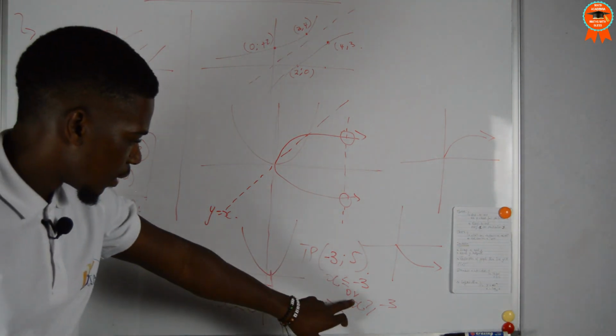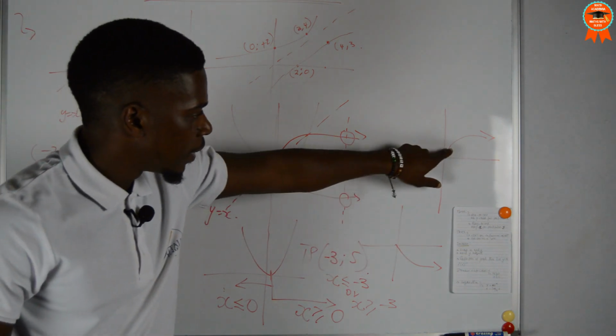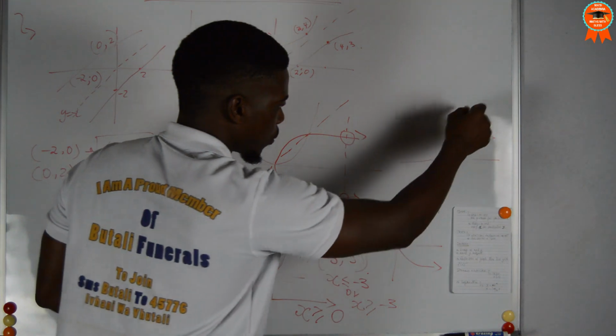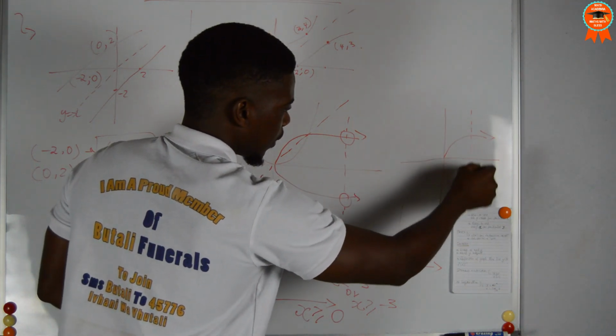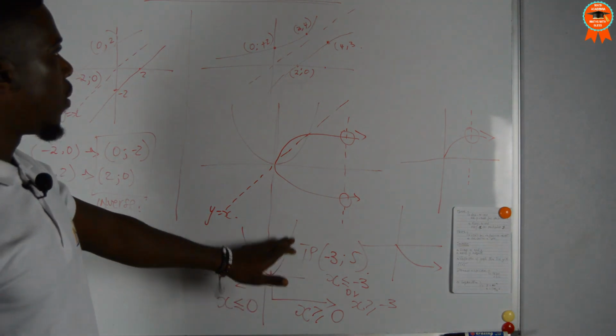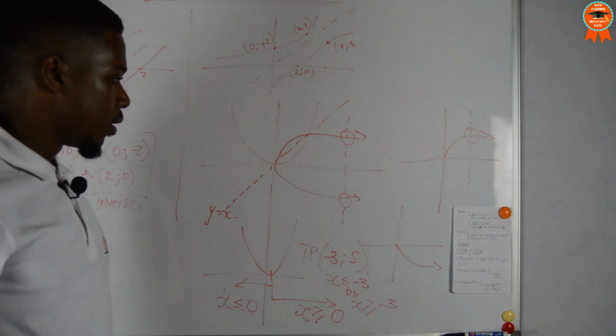This restriction creates this form. It takes one piece, and then if I put my vertical line test on that piece, it touches once, so it's a function. So that is the restriction of the inverse of the parabola.